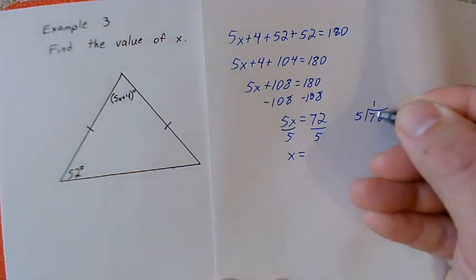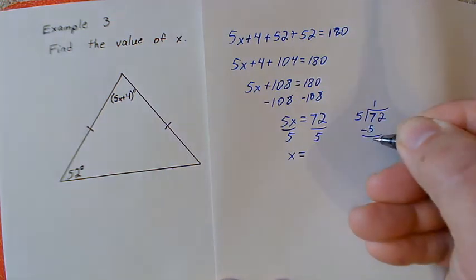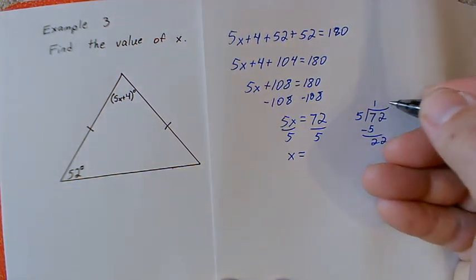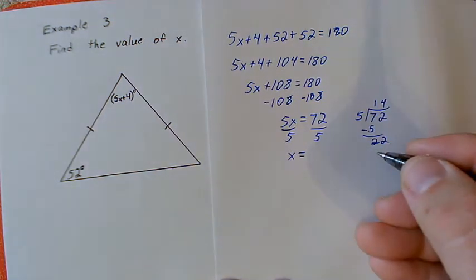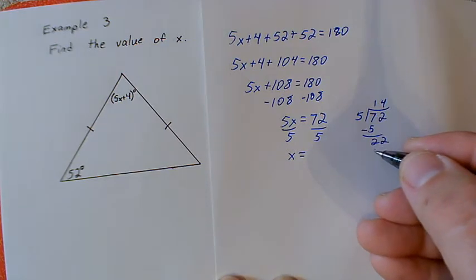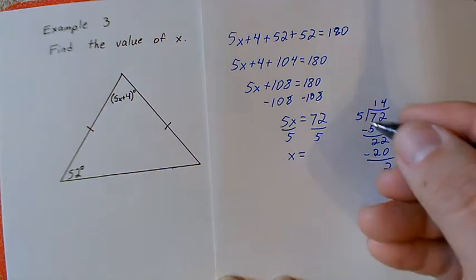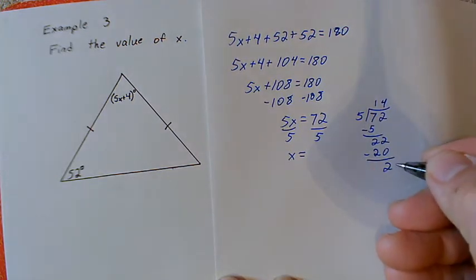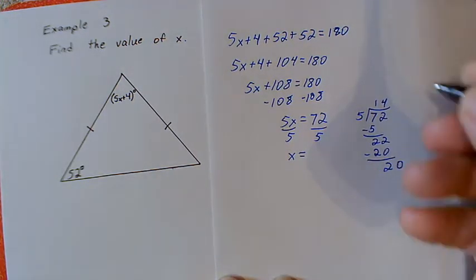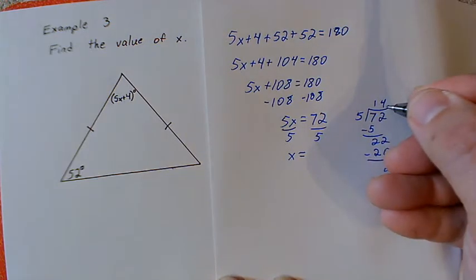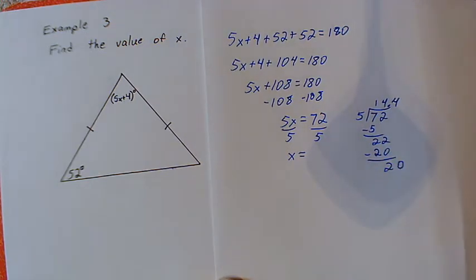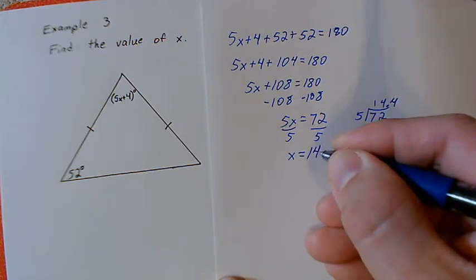5 goes into 7 one time. Minus the 5 is 2. Bring down the 2 to make 22. 5 goes into 22 4 times, and then that would be 20. Subtract that off, 2. 5 does not go into 2, but will go into 20 4 times, so 0.4. So 14.4 is my answer as a decimal.